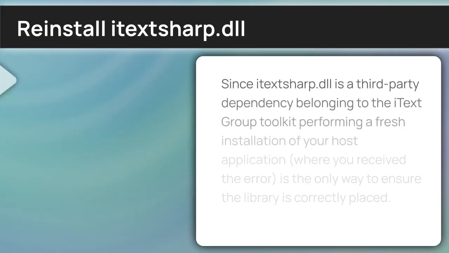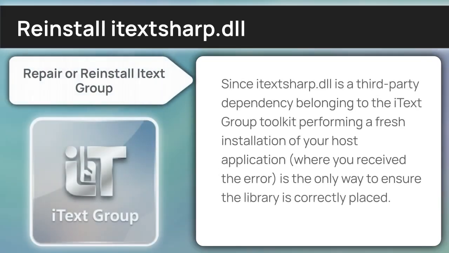Since Itextsharp.dll library DLL is a third-party dependency belonging to the iText Group toolkit, performing a fresh installation of your host application where you received the error is the only way to ensure the library is correctly placed.